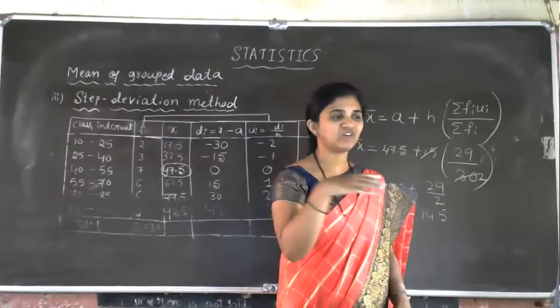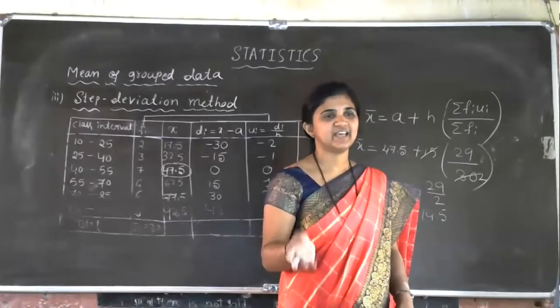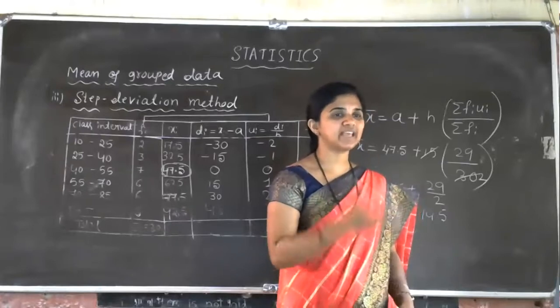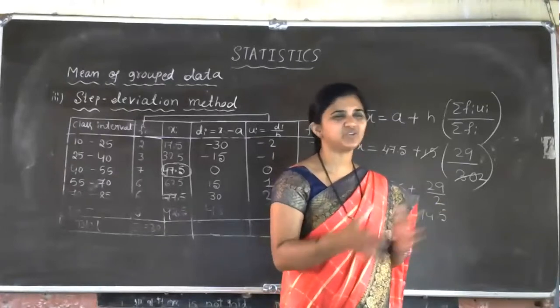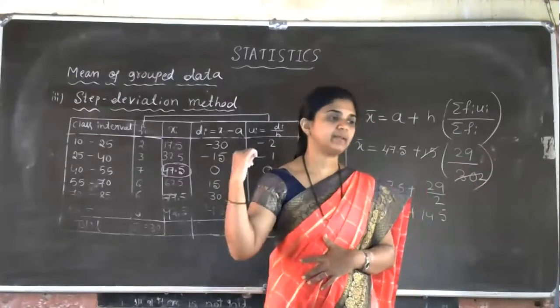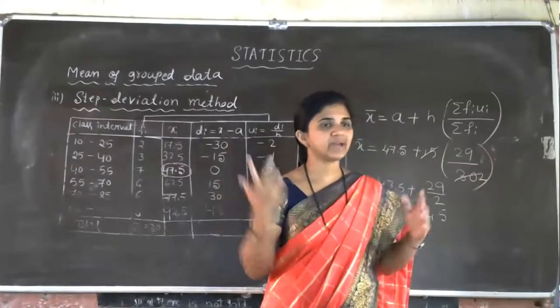Some students have already finished their first exercise. So you do one thing: after finishing the chapter, solve the same exercise again, or you can take 3 to 4 problems for one method and 3 to 4 problems for another method. Whichever method is comfortable, you can follow that.